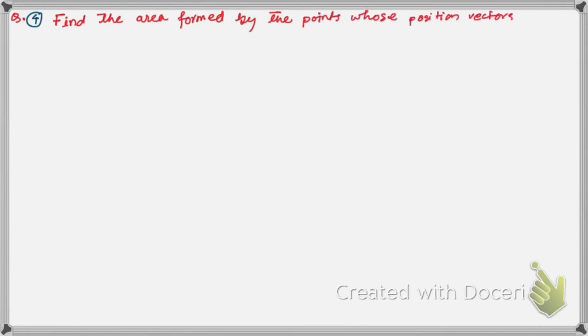So I hope you have understood. Now the next problem is to find the area formed by the points whose position vectors are these. These are the position vectors of 3 points, the 3 vertices of a triangle.